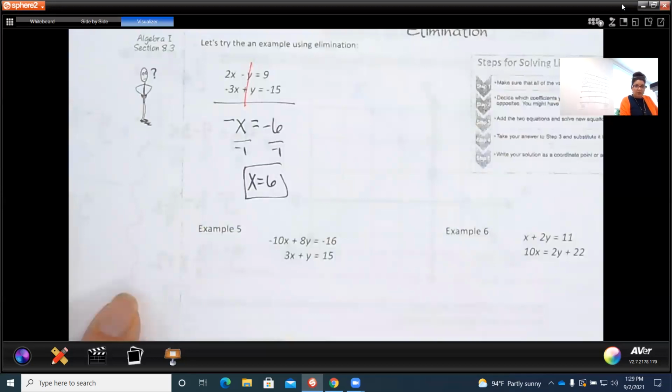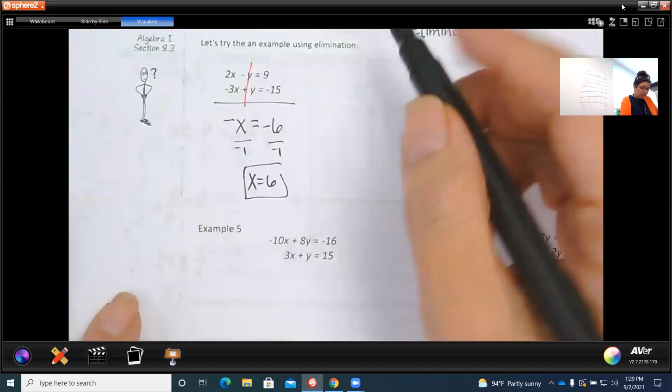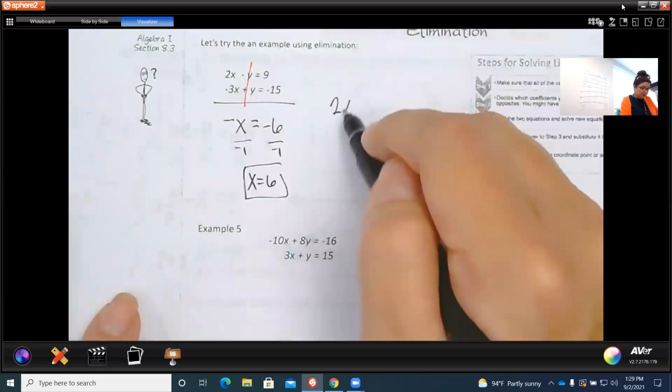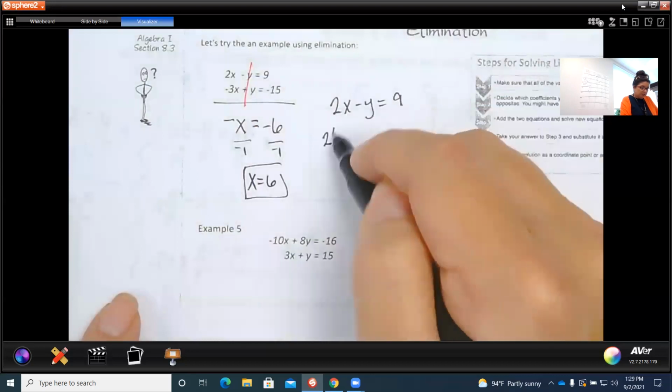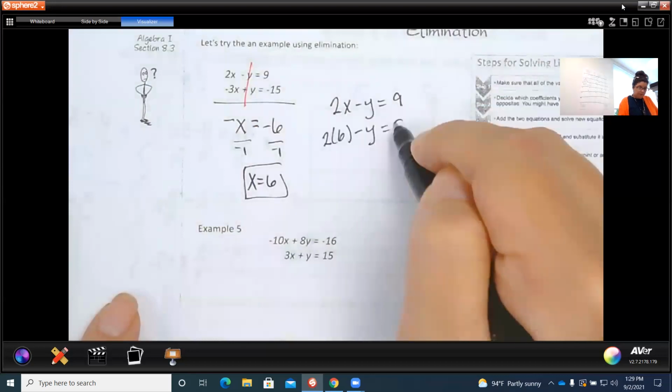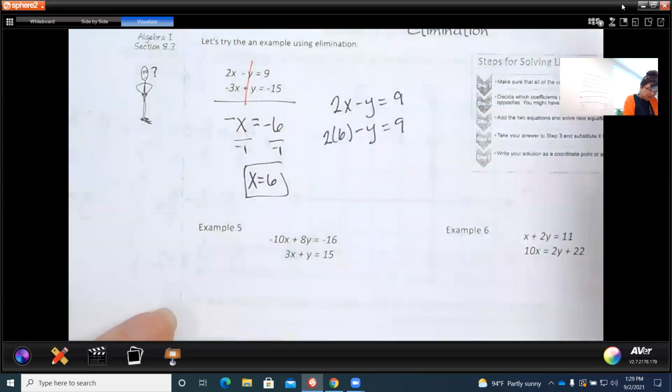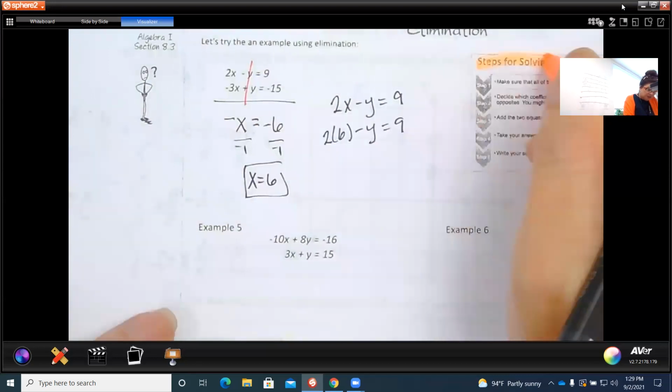I can plug it into either original equation. It doesn't matter. I'll just choose that top one. And where I see x, I'll plug in a 6. So 2 times 6 minus y equals 9. And your steps are over here on the side, so if you need to go back and read them.